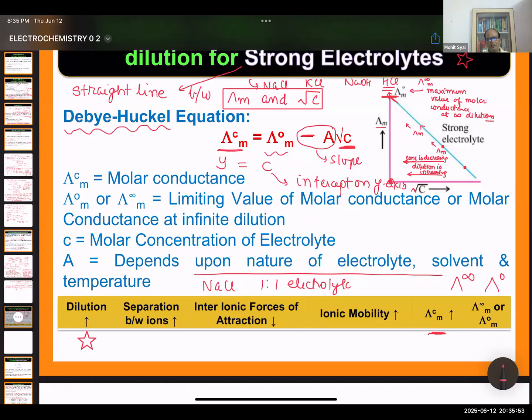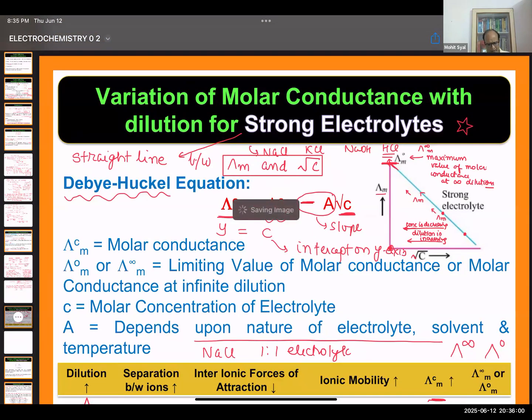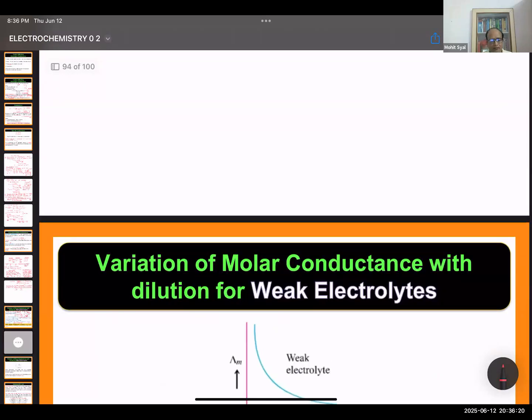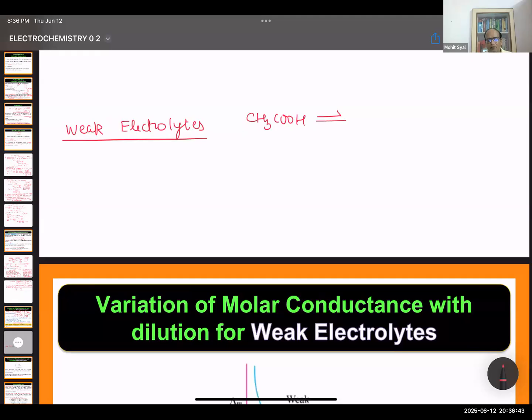So this is sorted out, but this is only for strong electrolytes. Half of the problem is solved. The other half of the problem is still left, and it is related to weak electrolytes. For example, if you have acetic acid, an organic acid, it does not dissociate completely. It will dissociate very little into its ions.